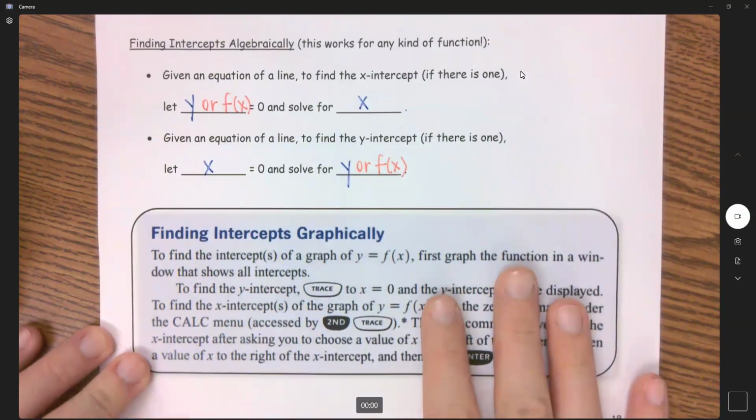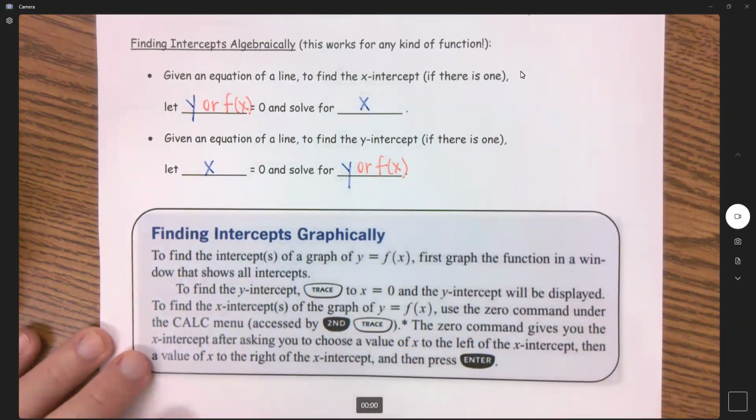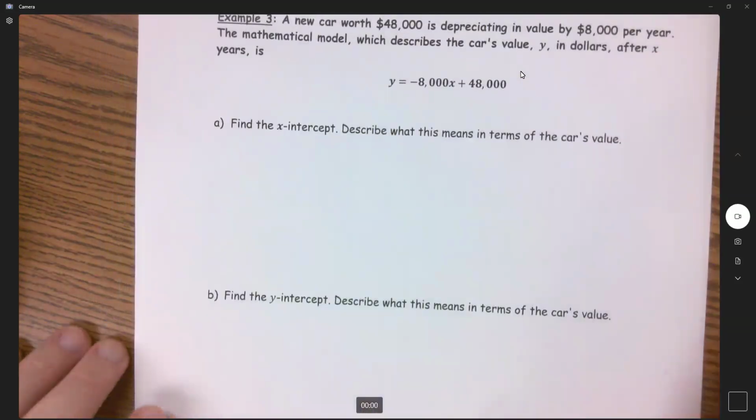Now, at the end of this example, I'm going to go over this right here. So I'm going to skip this for right now. And let's go to example 3.